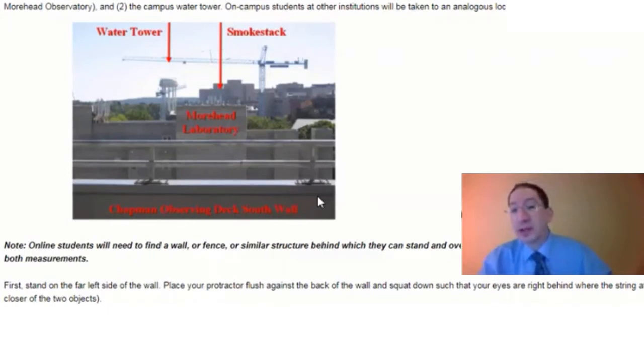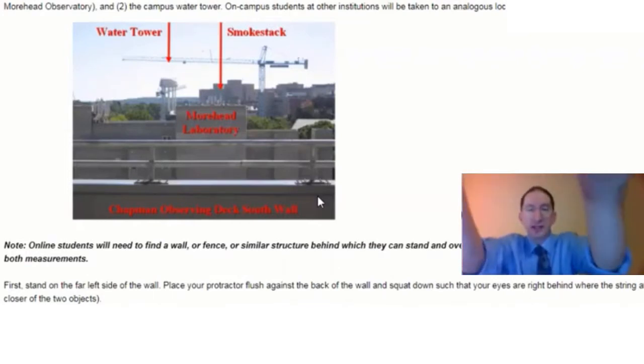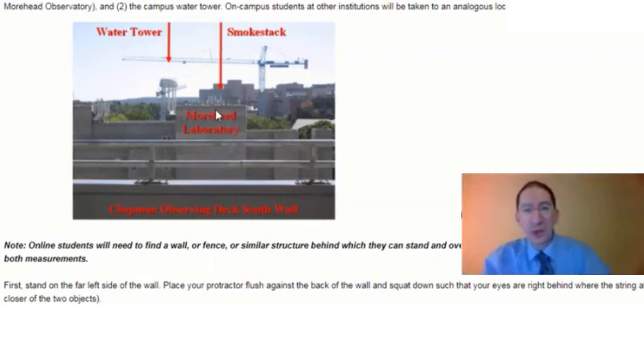Your instructor will pick 2 objects for you to measure the distance to, and these objects should be directly across from the wall, perpendicular to the wall. We use a smokestack on the next building over as our nearby object, and the campus water tower, which is even farther away, as our second object.